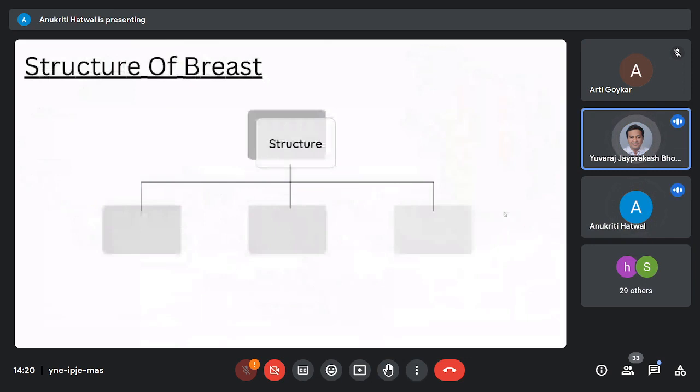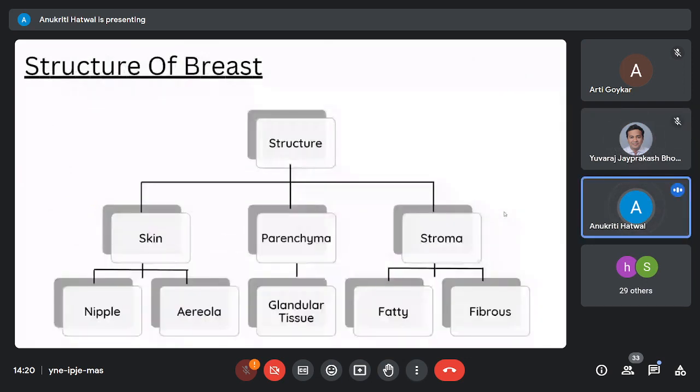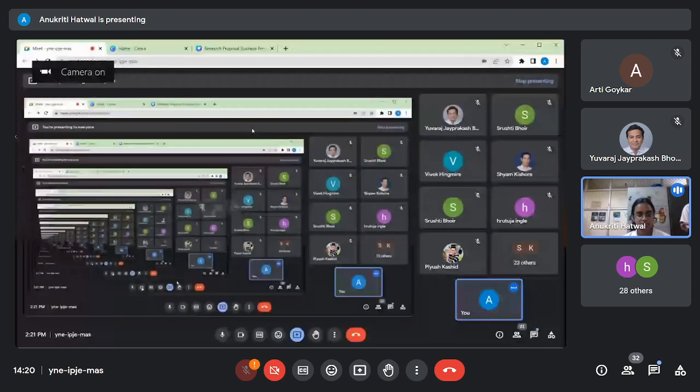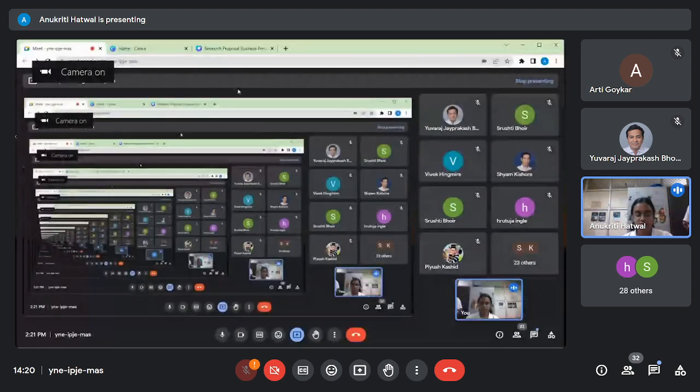Speaker's camera should be on. Okay, sir. So, camera is on. We are visible.